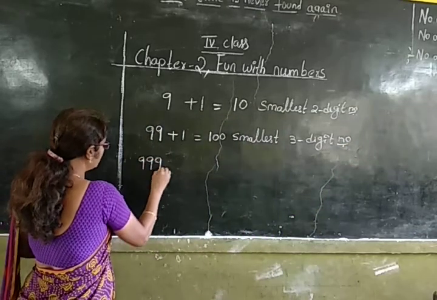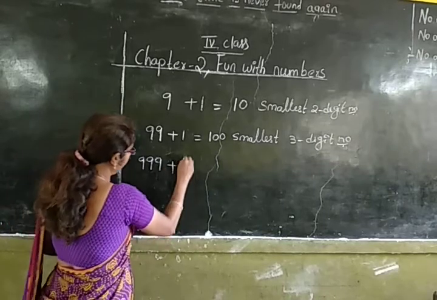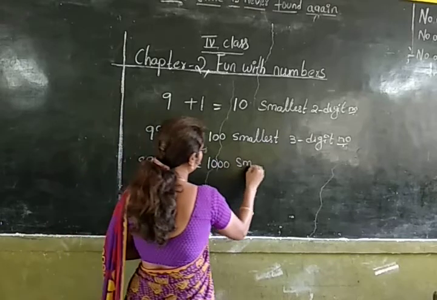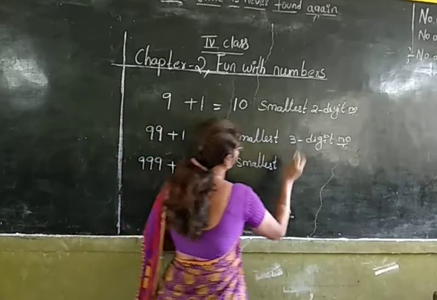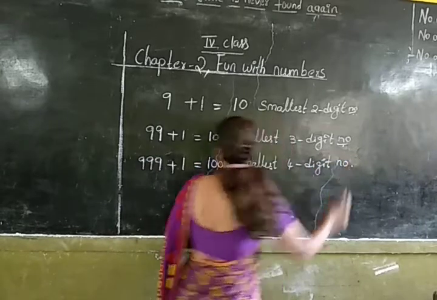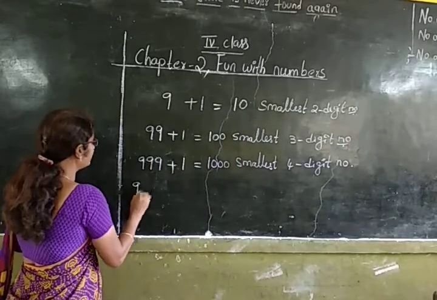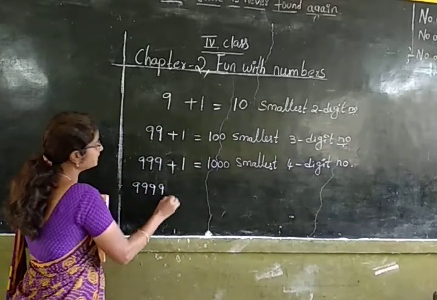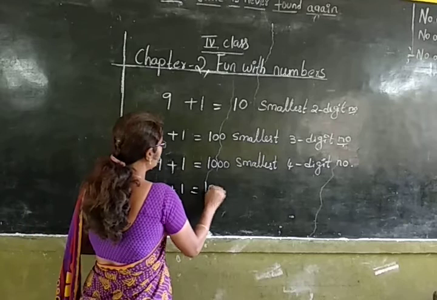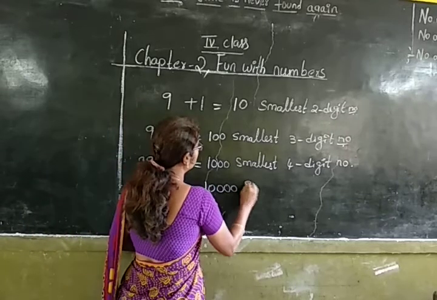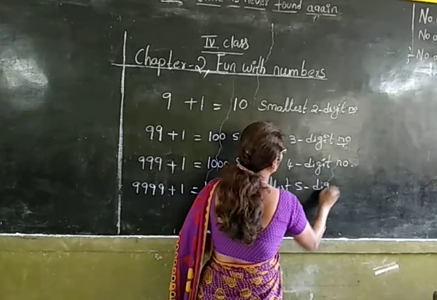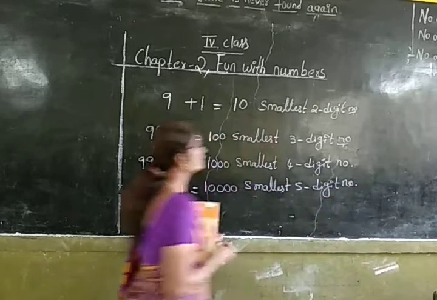999 is the largest 3 digit number, and adding 1 to it we will get 1000, which is the smallest 4 digit number. You all know that 9999 is the largest 4 digit number. On adding 1 to it we will get 10,000, which is the smallest 5 digit number. Okay children, did you understand?